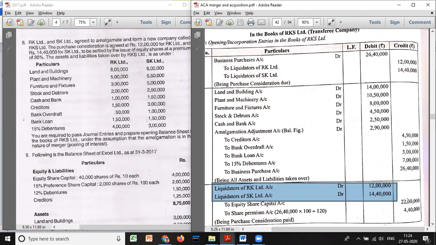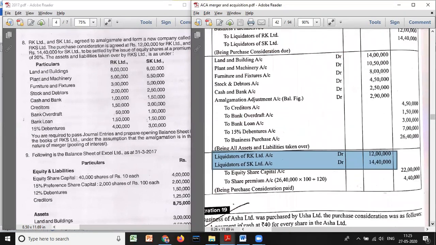Total, though the share capital is 26 lakh 40,000, you have to separate this. Out of 26 lakh 40,000, 22 lakh is the share capital, and 4 lakh 40,000 is the share premium. If you do 26 lakh into 100 divided by 120, you'll get the share premium, which is 4 lakh 40,000. So 26 lakh 40,000 being purchase consideration paid.